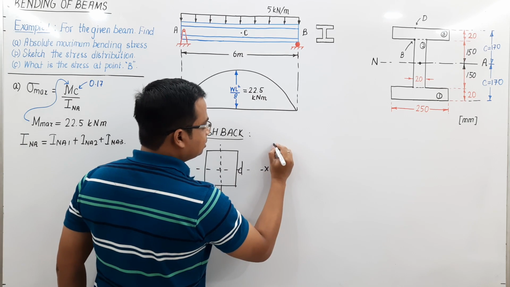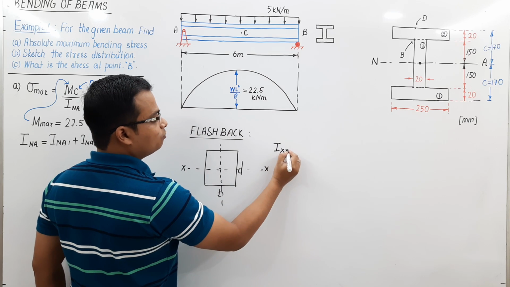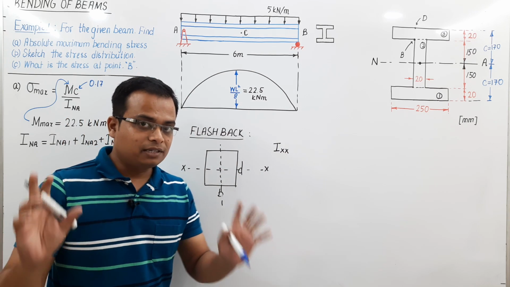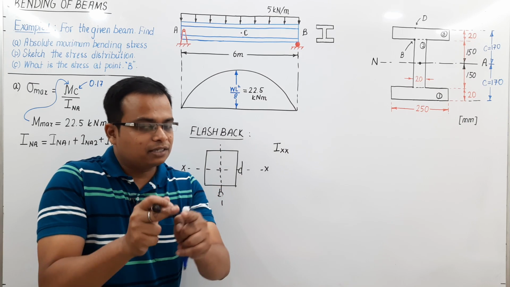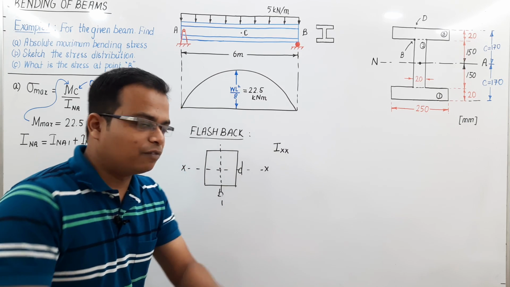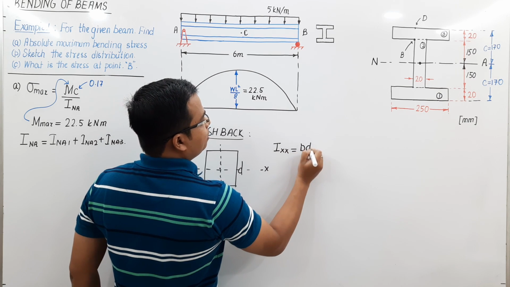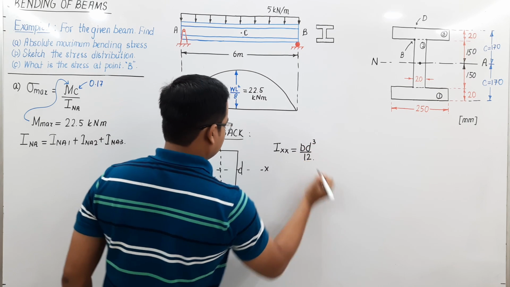If somebody asks what is the moment of inertia of this rectangle area, whenever I say moment of inertia, and especially in the environment of bending of beams, we should understand by default it is area moment of inertia and not mass moment of inertia. This is equal to B D cube by 12.